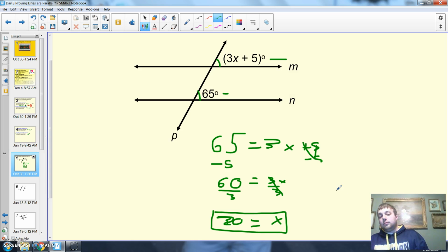Alright. So if x was 20 here, I could then say that this will be 65, this will be 65. Thus, if these are both 65, the lines will be parallel. Do you understand that logic? If this is 65 and this is 65, we can prove these are parallel. Alright. Hopefully we can understand that.